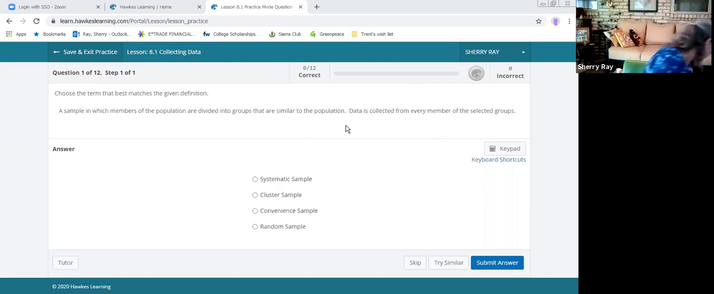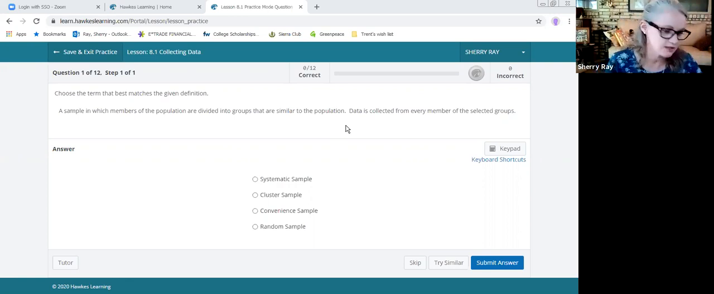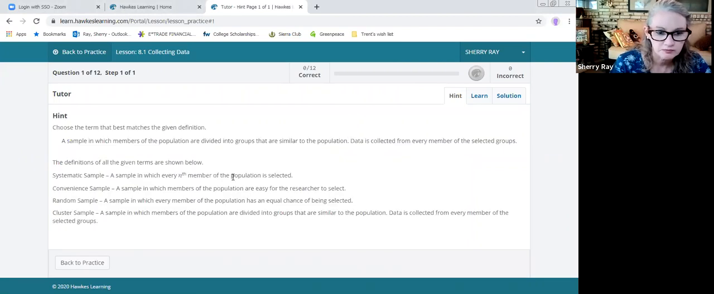Okay, now you should have written out the reading assignment before we start this. Otherwise, if you don't do the reading assignment, well, that's 30 points of your grade plus. This section's a lot harder than the next one, okay? Now, if you don't have the reading assignment handy, you can always go to Tutor and you're going to see the definitions here. Okay.